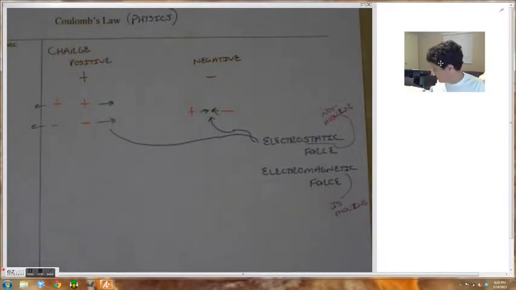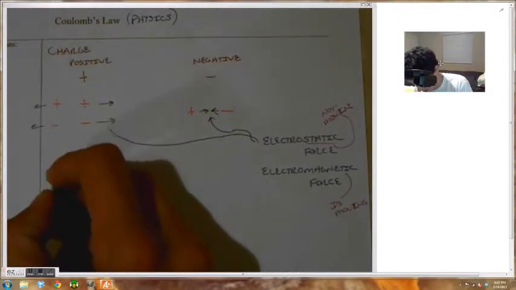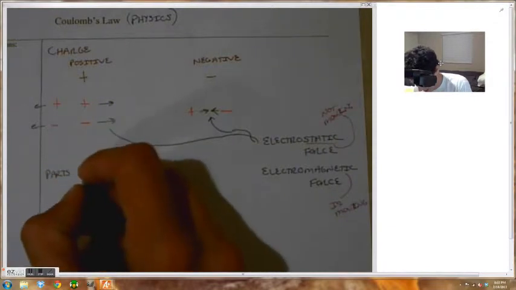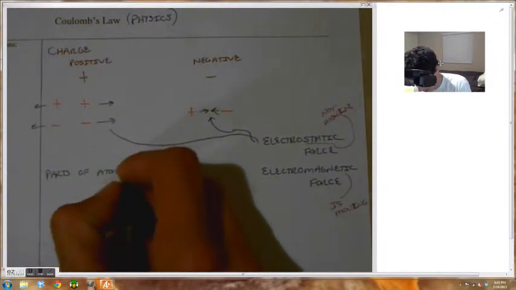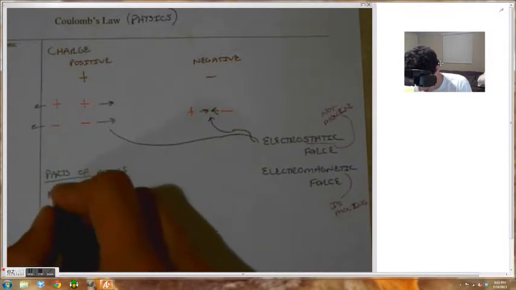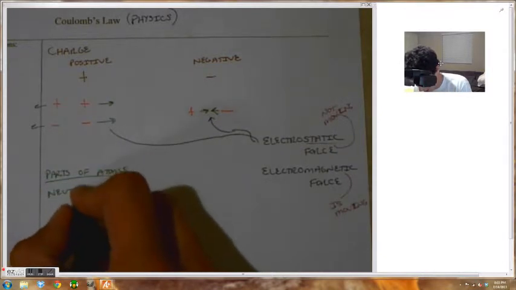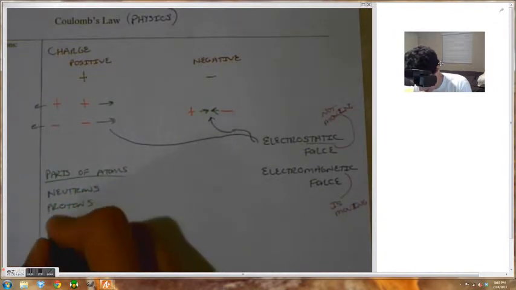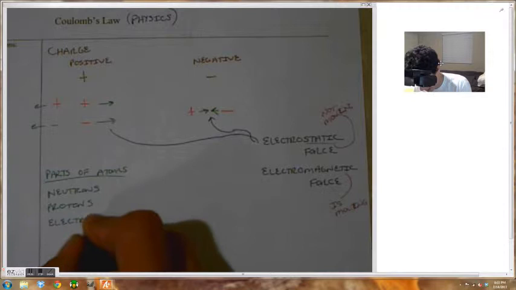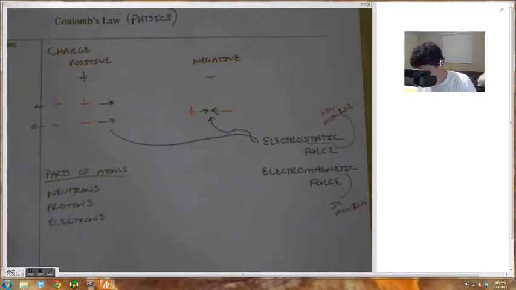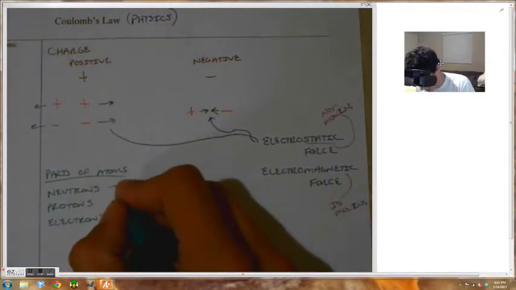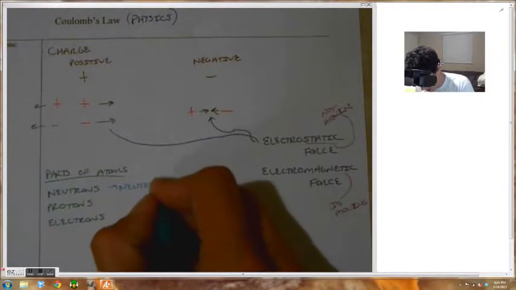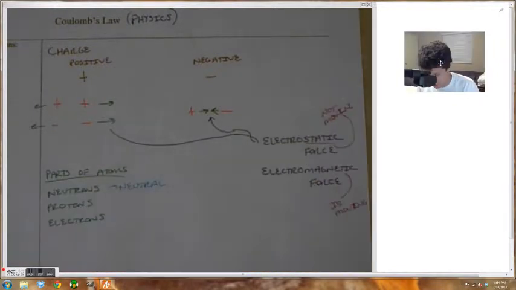So how does this apply to us? Well, you also probably learned at some point that there are parts of an atom. And in the next few videos, we're going to talk about how the parts of an atom came to be. You have neutrons, you have protons, and you have electrons. Neutrons are neutral and carry no charge, so this whole thing doesn't matter to them.